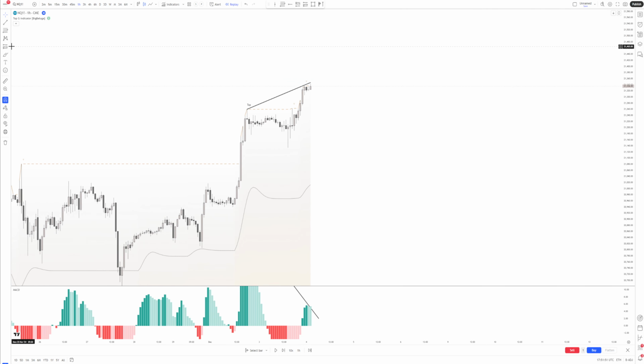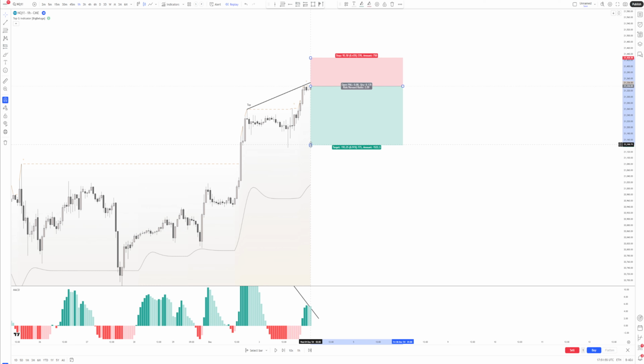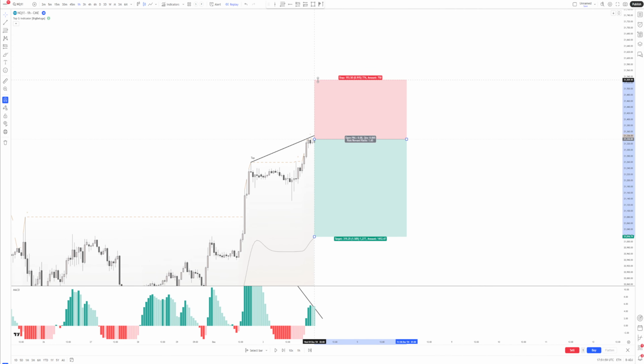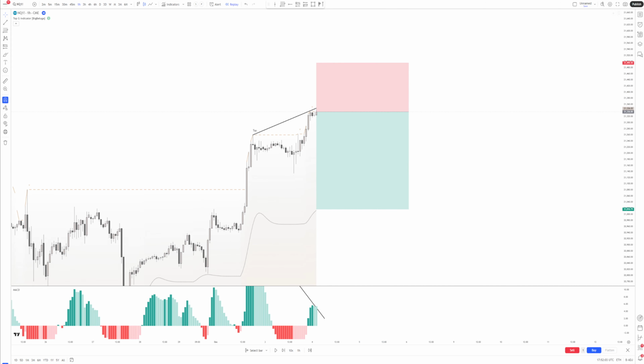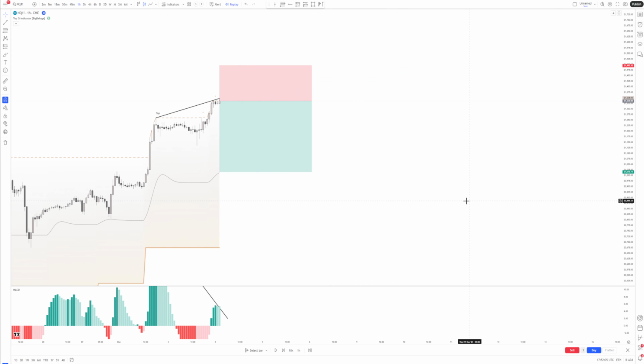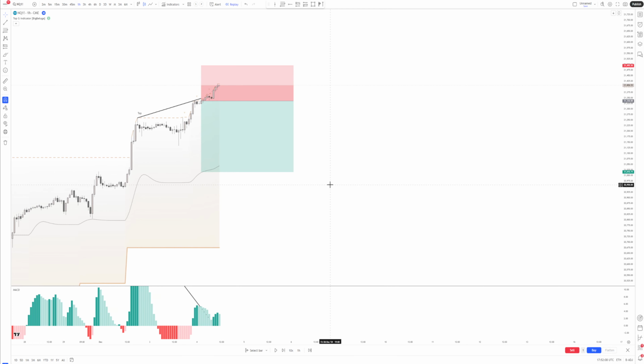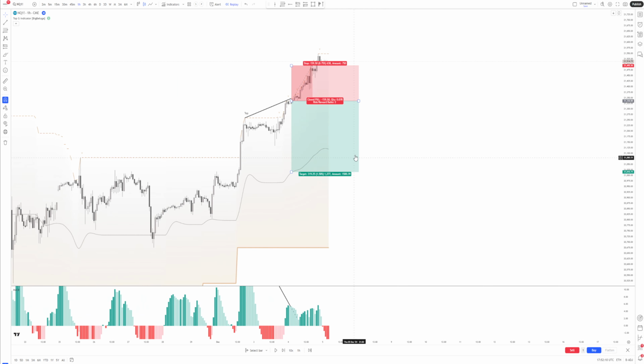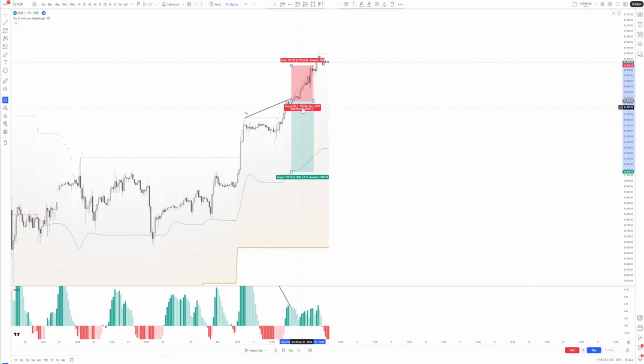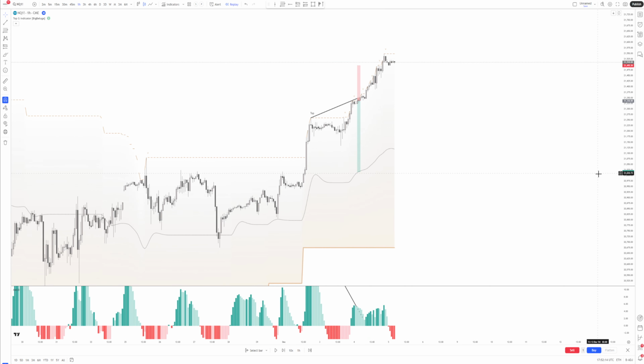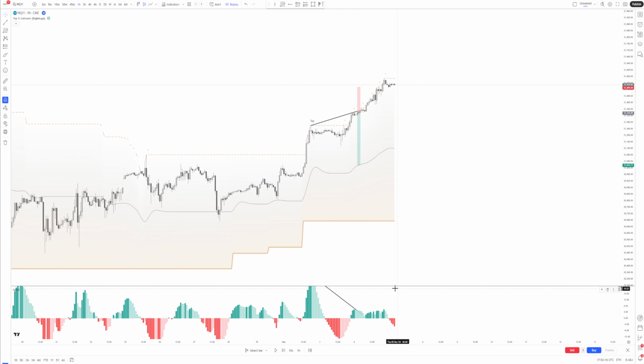So let's try to go for a 2 to 1 again. I'm going to go for a short. Aim for something around there, but I'm going to put my stop loss for a 2 to 1. There you go. And let's see what happens. As you can see, price stopped us out. Okay, let's go towards the next trade and see what happens.